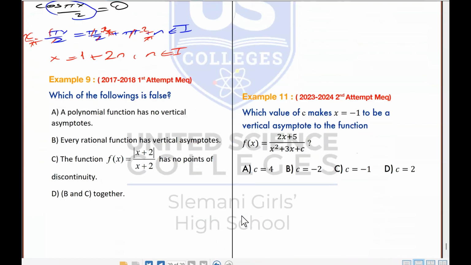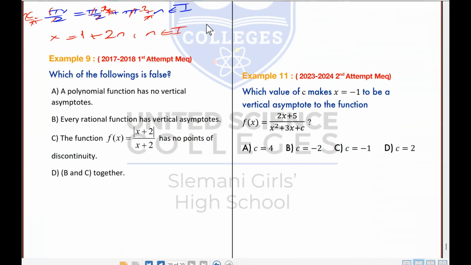Okay, another question. It's a true-false question. Which one is false? A polynomial function has no vertical asymptote. It is true. In order for us to have a vertical asymptote, it should be rational, but not every rational function has a vertical asymptote. The second option, every rational function has a vertical asymptote, is totally false.